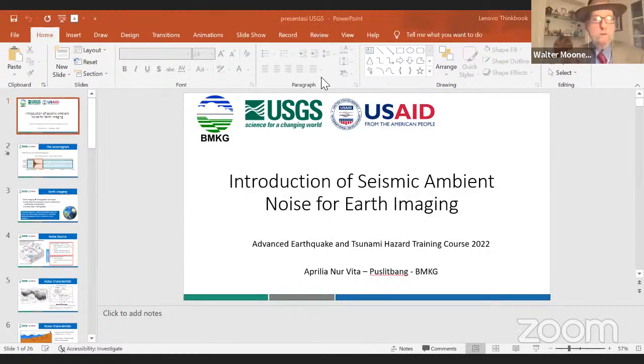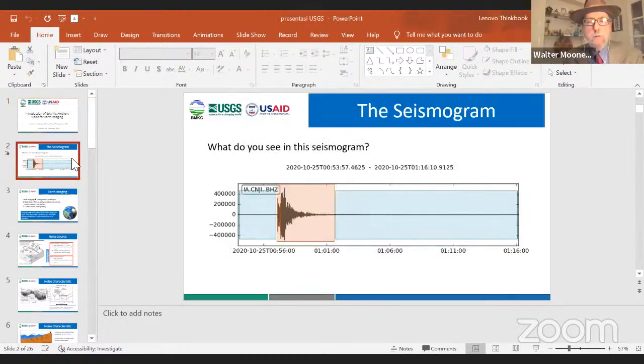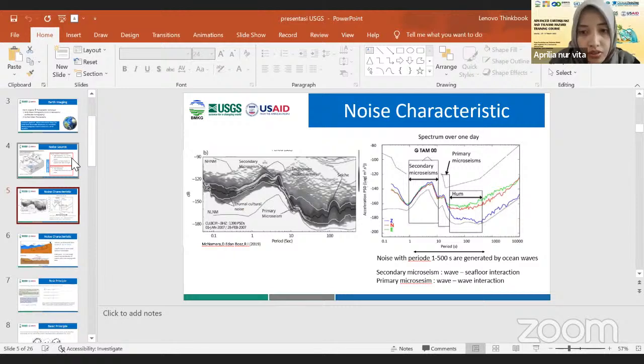Right, better, of course. Can you show us again what period waves you're looking at? You're looking at Rayleigh waves, and what period? 1 second to which period? 1 up to 10 seconds, depending on the noise characteristics of the certain region. For example, this noise has a period from 1 up to 10 seconds, so it's better to use within that period.